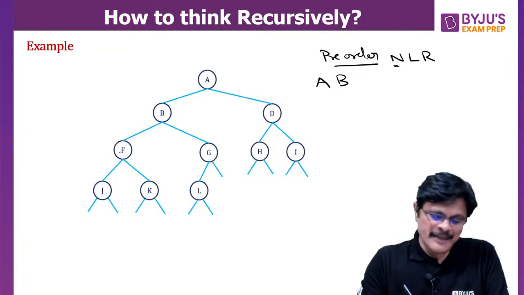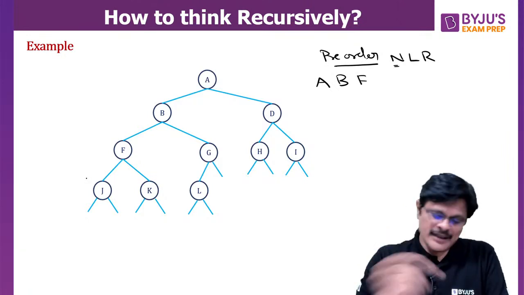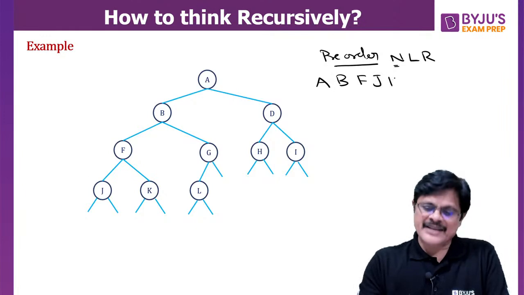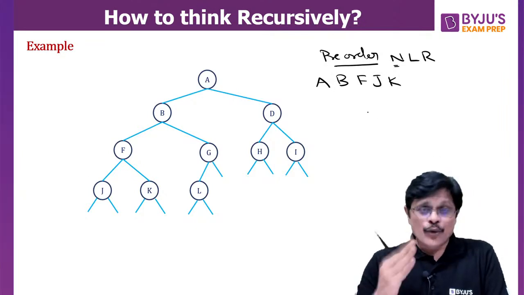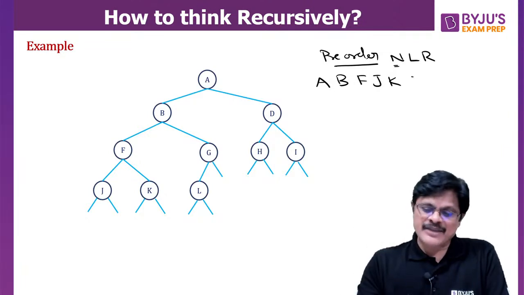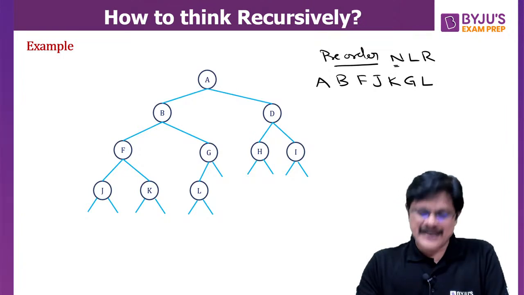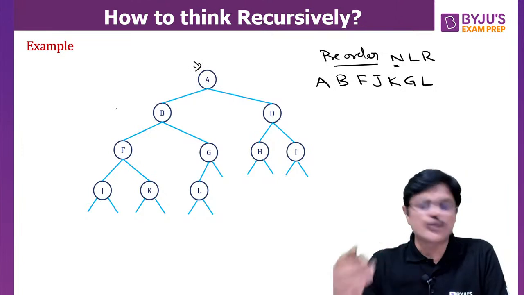So left subtree means what is that? F, the root node, then the left subtree, then the right subtree. Now the root is completed, the left subtree is completed, then we move to the right subtree. Right subtree means what? G and M. Is the idea clear? Now the root is completed, the left subtree is completed, then we move to the right subtree.